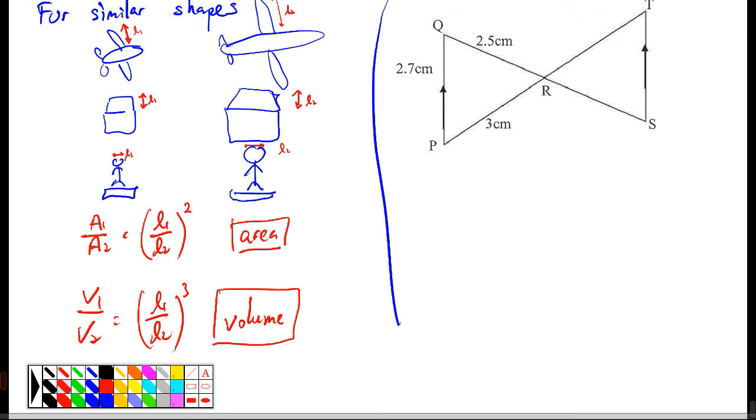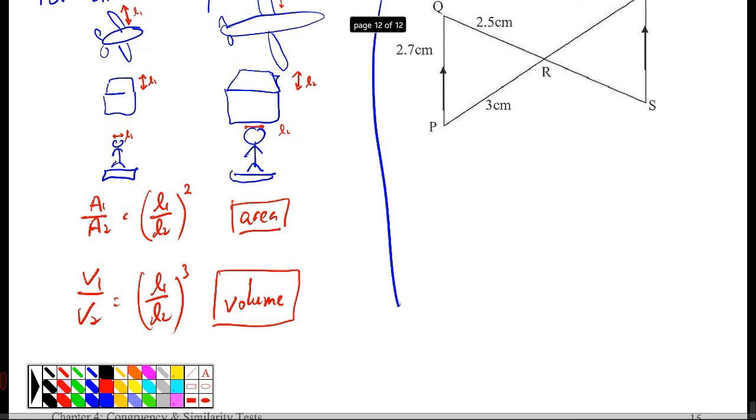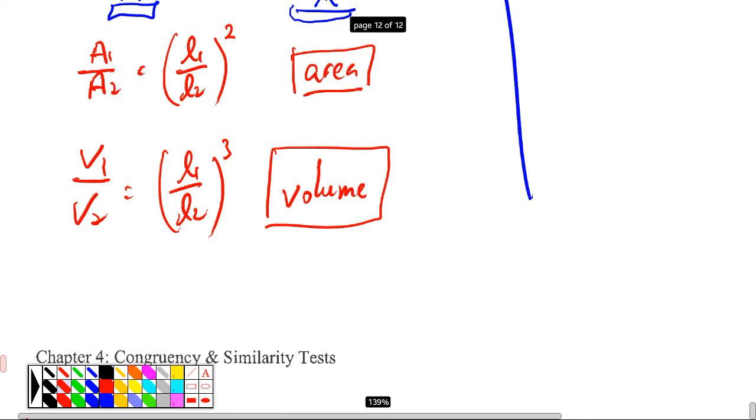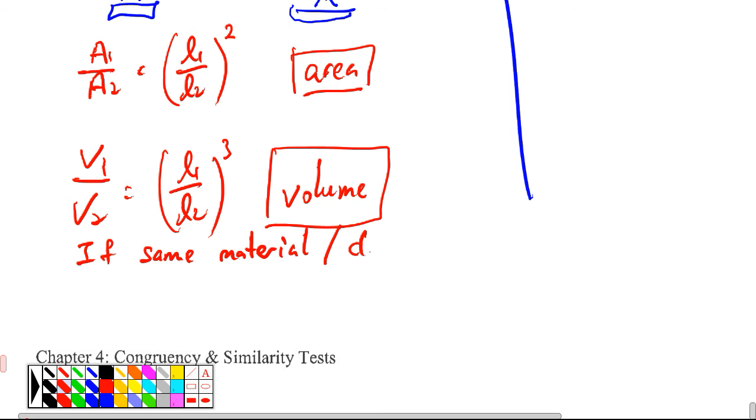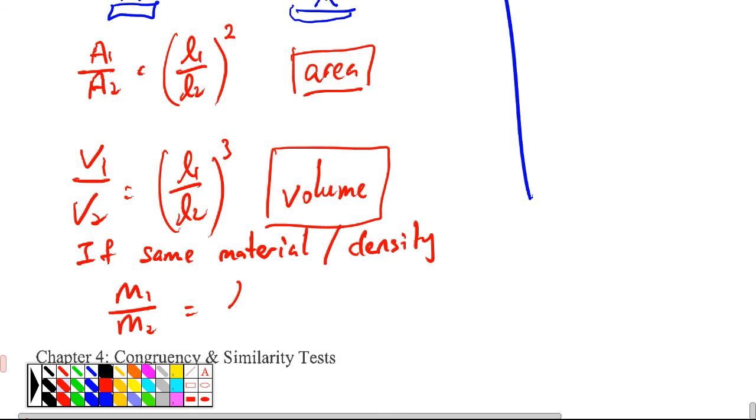Now, last one. Can you write down the last one? If same material or density, then M1 over M2 is equal to L1 over L2 cubed. M is the mass.